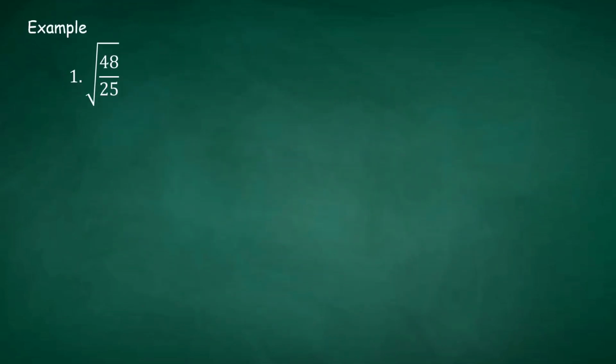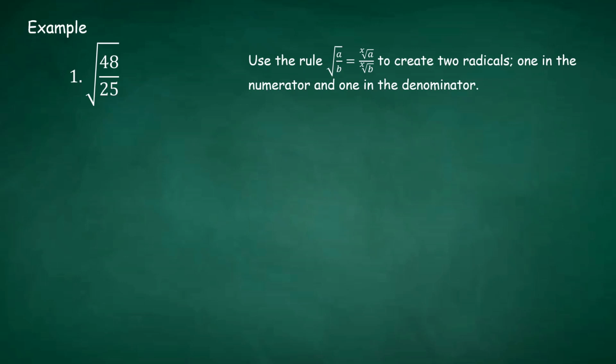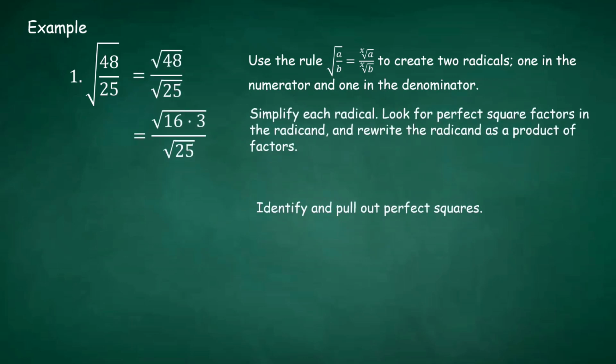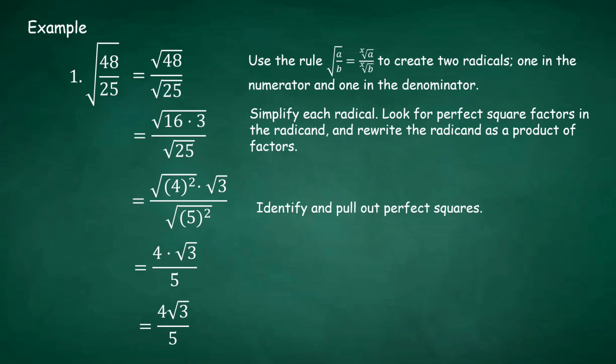Example number 1, in dividing radicals. Use the rule in dividing radicals to create two radicals, one in the numerator and one in the denominator. Simplify each radical. Look for perfect square factors in the radicand, and rewrite the radicand as a product of factors. Identify and pull out perfect squares. So the square root of 4 raised to the power of 2 is equal to 4, and the square root of 3 remains because it is not a perfect square. And then the square root of 5 raised to the power of 2 is equal to 5, so our denominator is 5. So our final answer is 4 square root of 3 over 5.